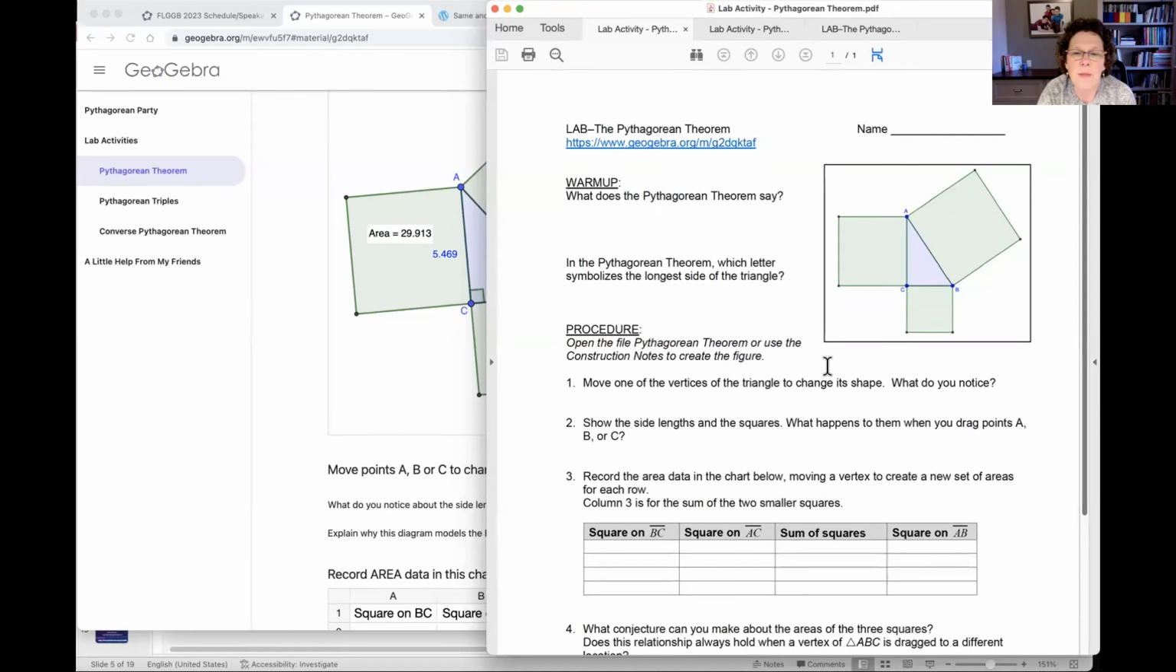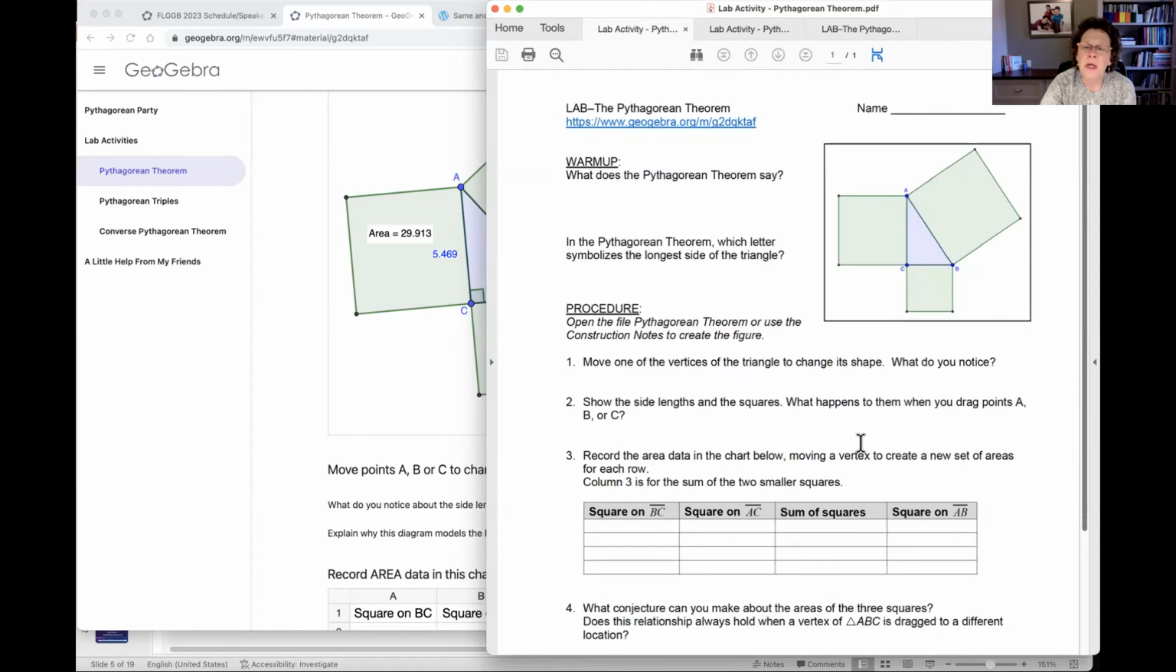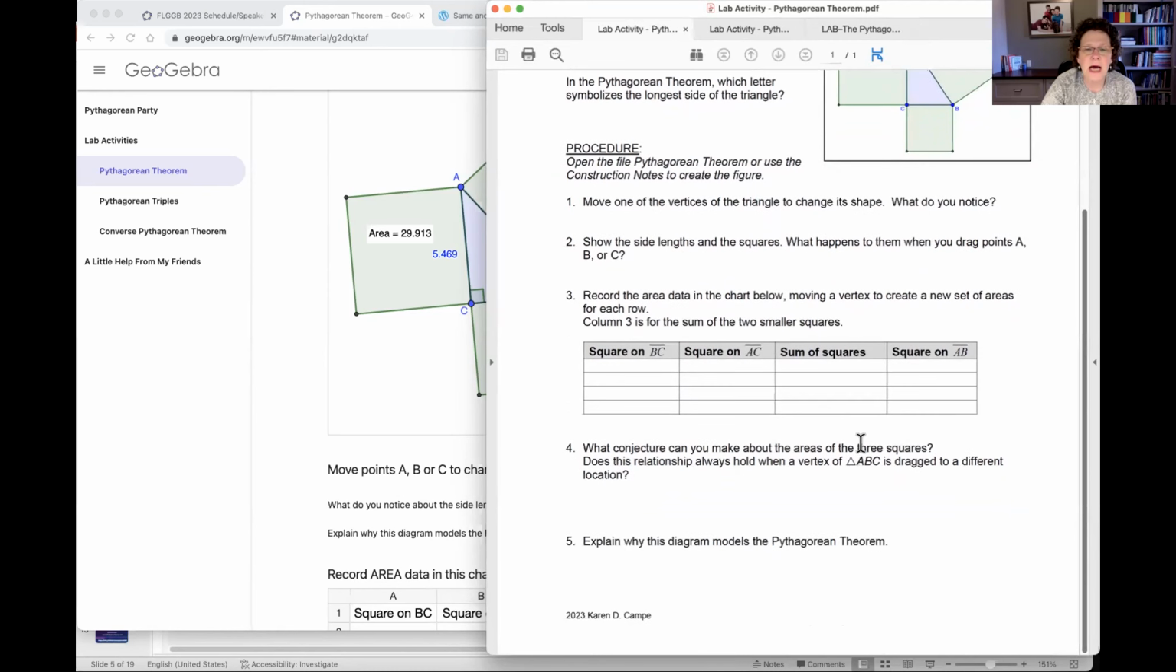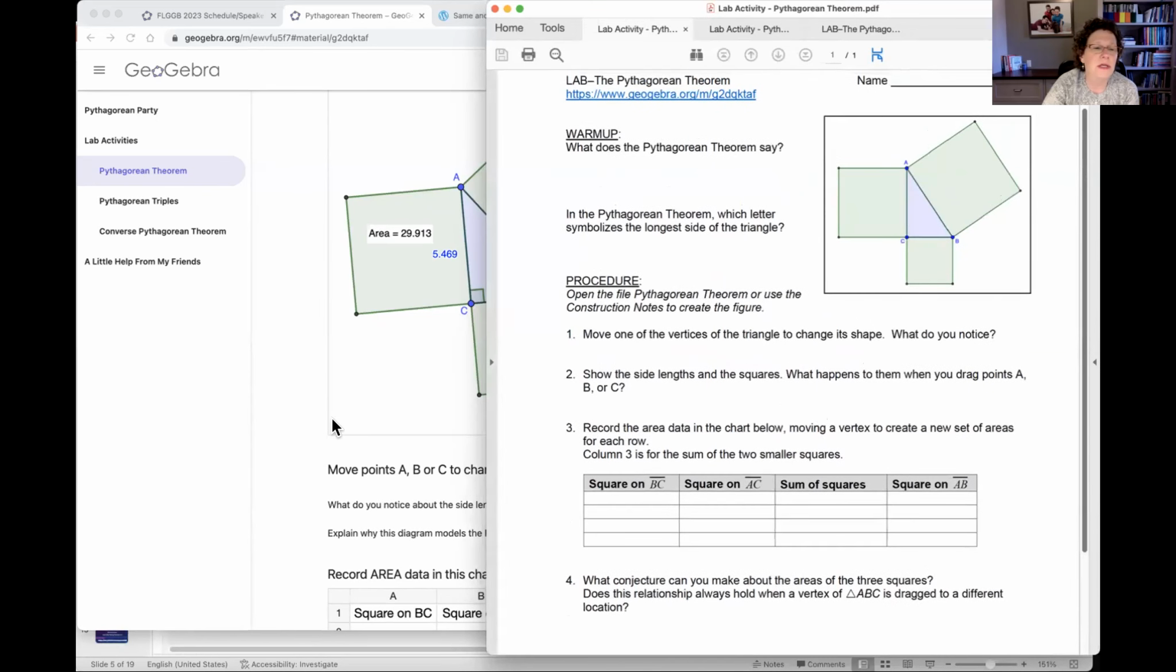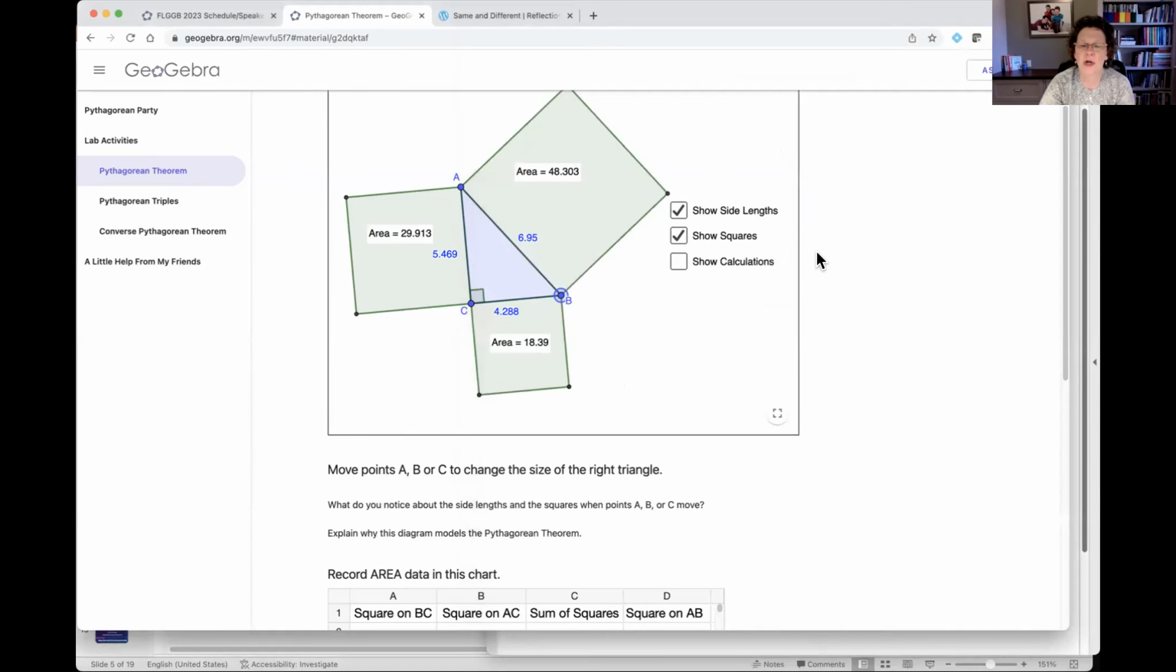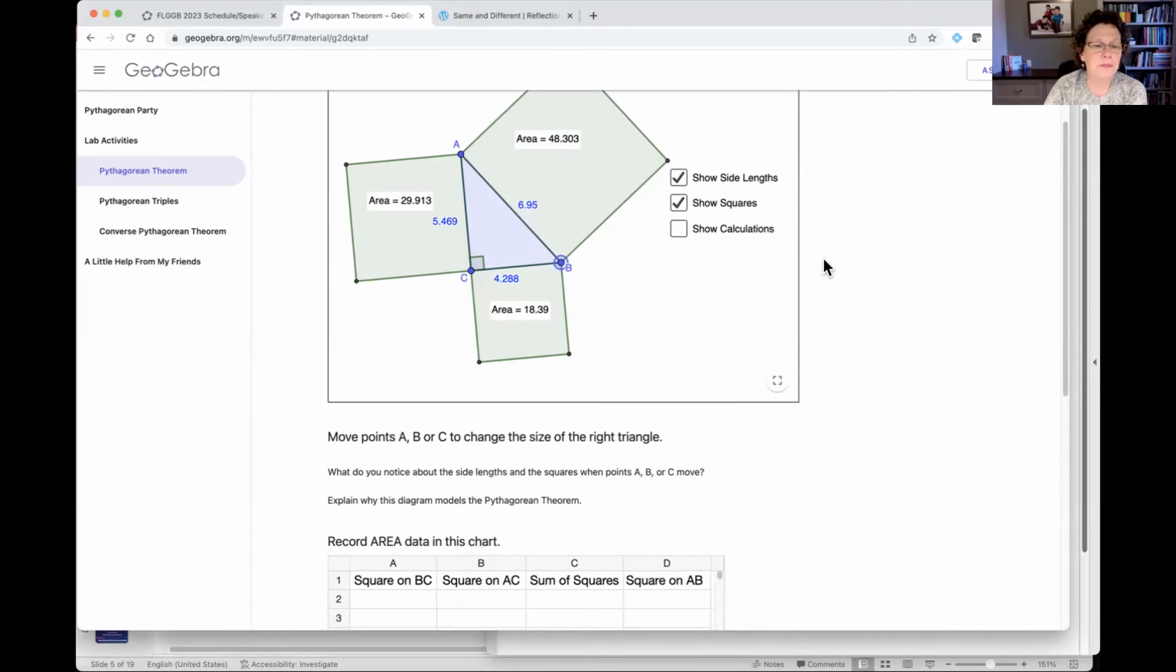Here is the, can you see this? This is the PDF that also goes with the GeoGebra activity. So there's a little warm up in the PDF. Which letter symbolizes the longest side? Move one of the vertices to change its shape. What do you notice? What happens to the side lengths of the squares when you drag? So this is the paper PDF that goes with this interactive GeoGebra activity.